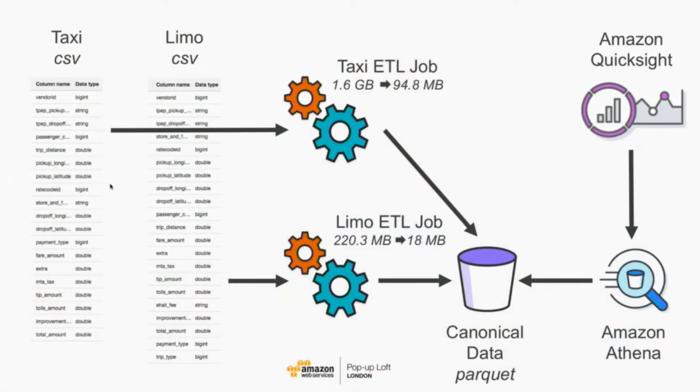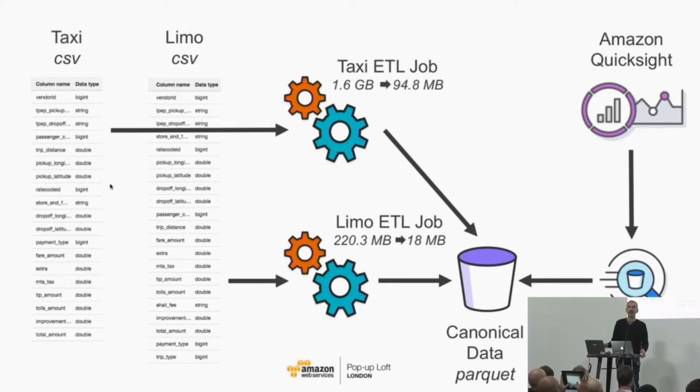So what I've done prior to this session is take two of those sources of data, the taxi data and the limo data, and I've already run some Glue jobs on top of them to transform them into a canonical model and to transform the format into PARQUET. With those two sources of data, we had just over 1.5 gigs of taxi data and 220 megs of limo data. So this is not a huge data set. I think this is data only covering a few months from 2016.